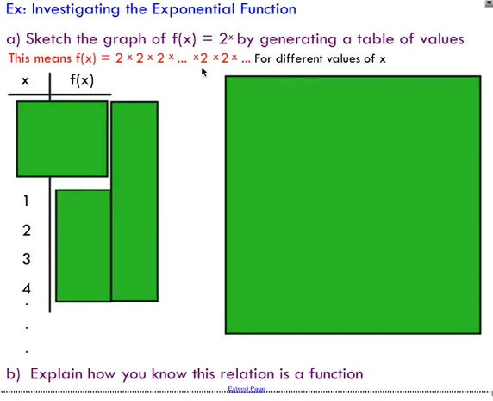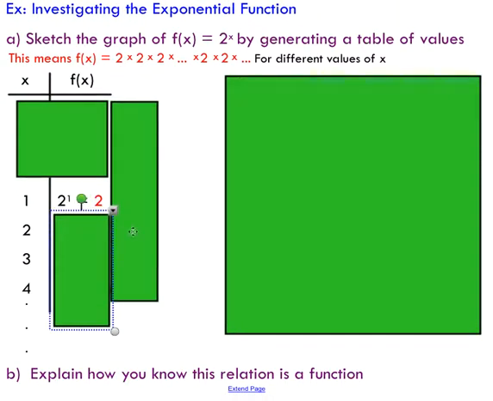What this means is if I take some number and I sub it into my function, I'm going to do 2 to the power of that number, which is another way of writing 2 times 2 times 2, however many 2's I have for the x value I've subbed in. An example would be if I take an x value of 1 and substitute it into my function, I'd have 2 to the power of 1, which we know is 2.